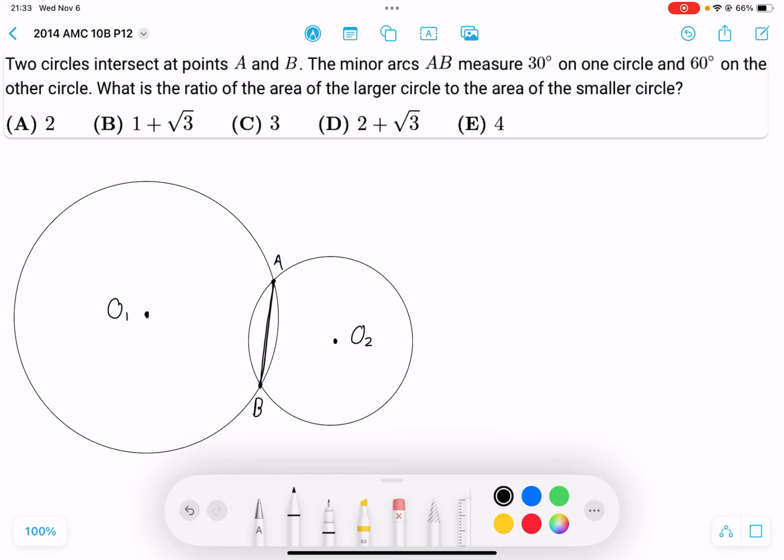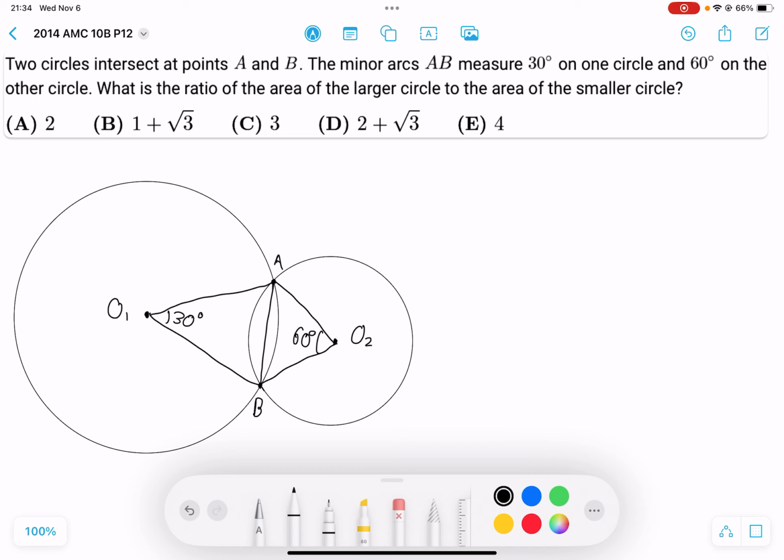So this is AB, and this angle here is going to be 30 degrees. We know that the other angle is 60 degrees. Obviously the circle with a minor arc measure of 30 degrees is the larger circle. So we want to find the ratio of the area of the larger circle to the area of the smaller circle. So we want the radius of the larger circle and the radius of the smaller circle. So how do you do that?